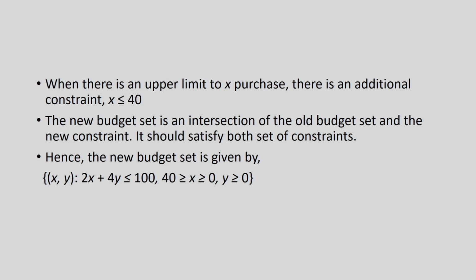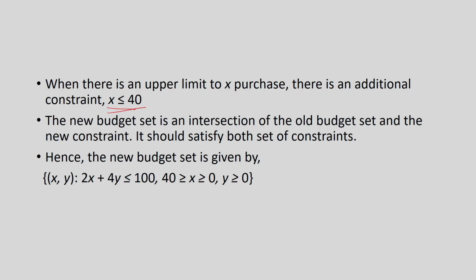The second part, when there is an upper limit to x purchase, there is an additional constraint that x should be less than or equal to 40. Okay. The total amount of x a person can buy cannot exceed 40. So, it is bounded above by a certain number, which is 40. So, the new budget set is an intersection of the old budget set and the new constraint, and it should satisfy both sets of constraints.